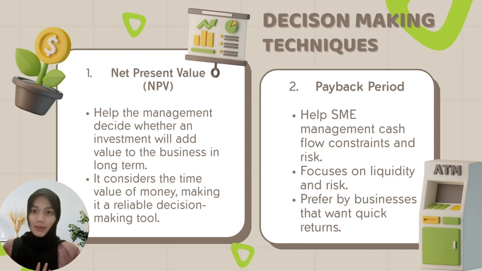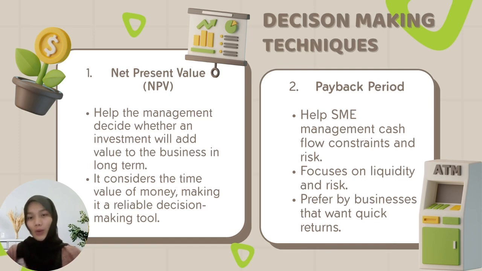Next is decision-making techniques. There are two techniques that we can use, which are NPV and PP. The first technique we use is net present value. Net present value is also known as the most reliable method. NPV is important because it helps the management to decide whether an investment will add value to the business in a long-term decision. It also considers the time value of money, making it a reliable decision-making tool.